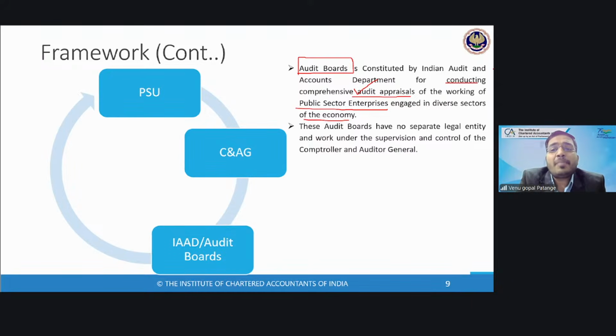They don't have any separate legal entity. They are not like a firm or proprietor or something. They just work under the supervision and control of the C&AG.